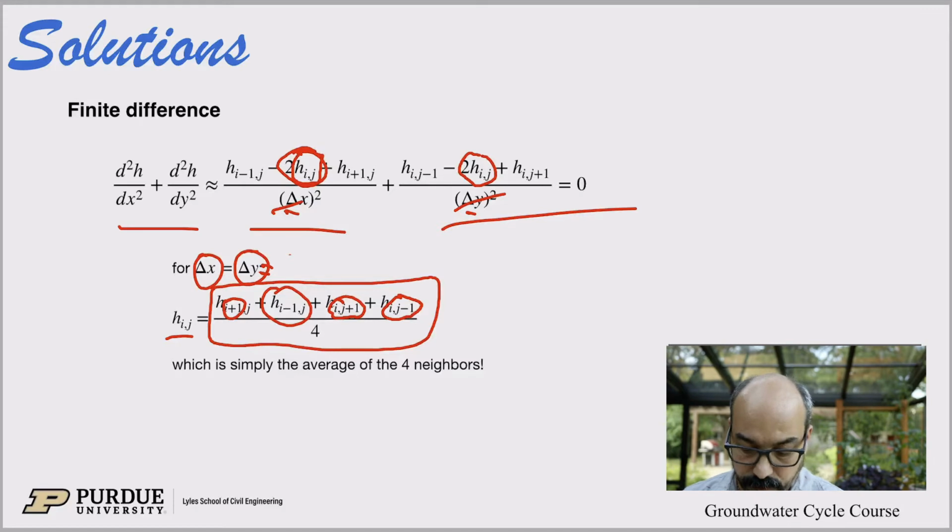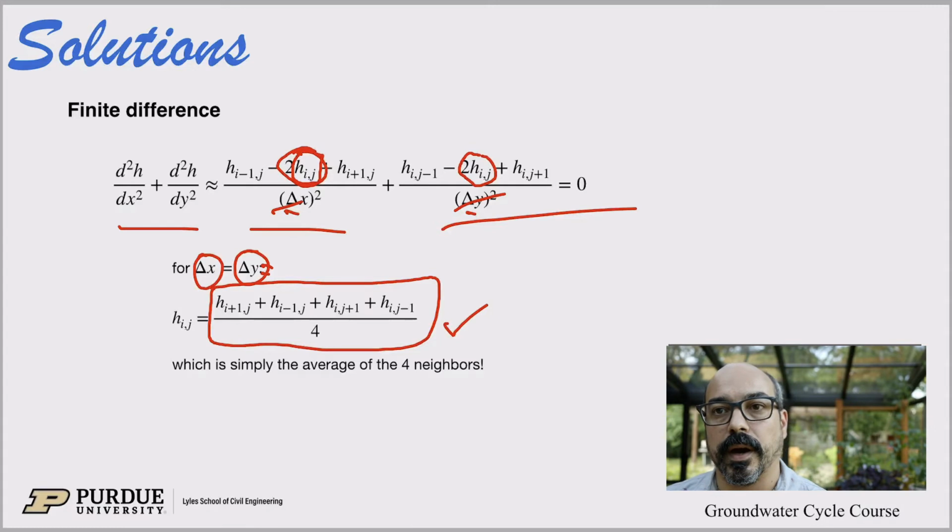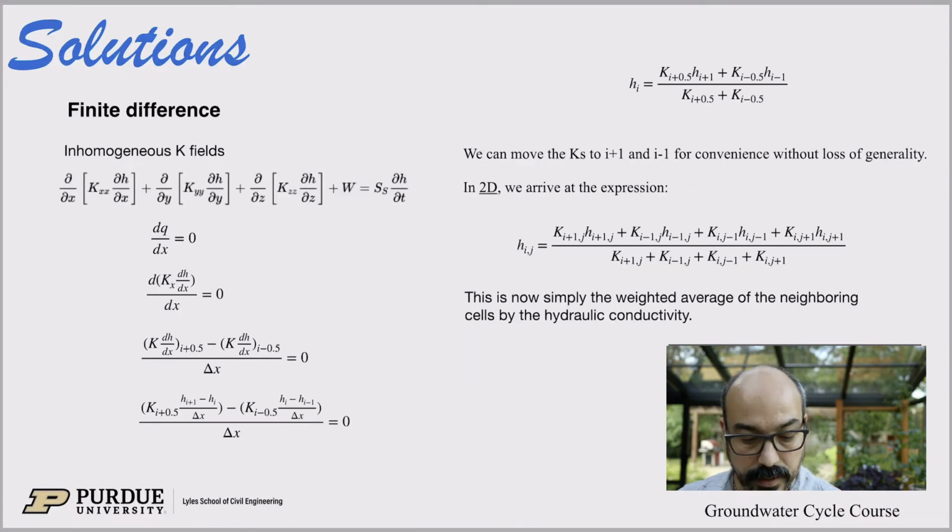In other words, if you look at what this is, this is literally the average of the 4 neighbors. So again, for the simplest case where hydraulic conductivity is homogeneous, where it's a steady state equation, there is no recharge, and the grid is squared, so we have the same delta X and delta Y, the result is that basically we just need to do the average of the 4 neighbors. That's amazing. That's so simple.